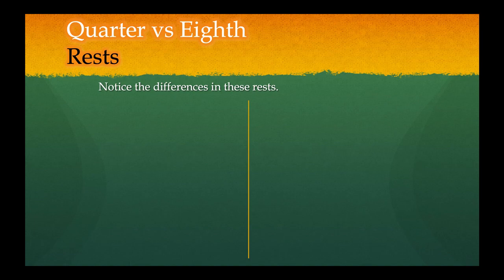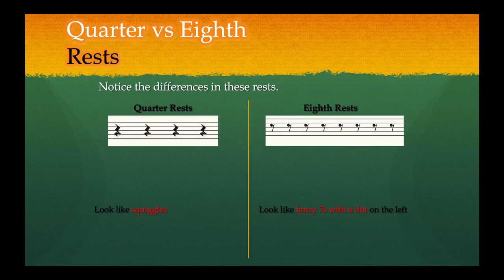Now let's look at the rests, comparing quarter rests to eighth rests. Notice the differences. Quarter rests look like squiggles. Eighth rests look like fancy 7s with a dot on the left. Quarter rests get 1 beat each of silence. Eighth rests get only 1/2 a beat each of silence.